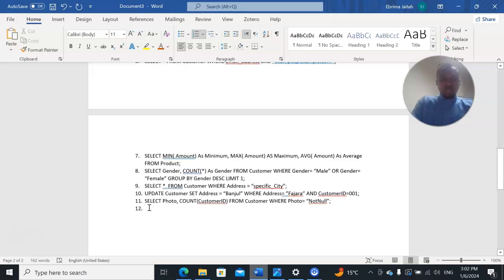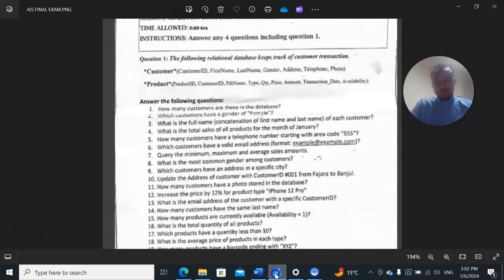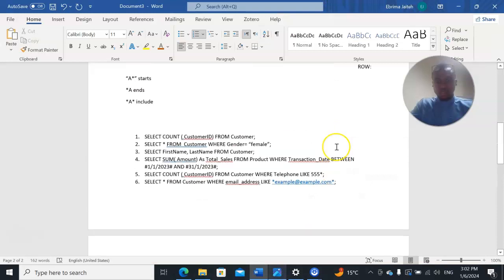Version 5. Now, we'll be looking at question number 12. When you look at question number 12, it's asking you to increase the price by 12% for the product type iPhone 12 Pro. So basically, we want to update this price. The price was previously a particular price, but now we want to increase it on this price. Do you understand? So let's identify the tables here.